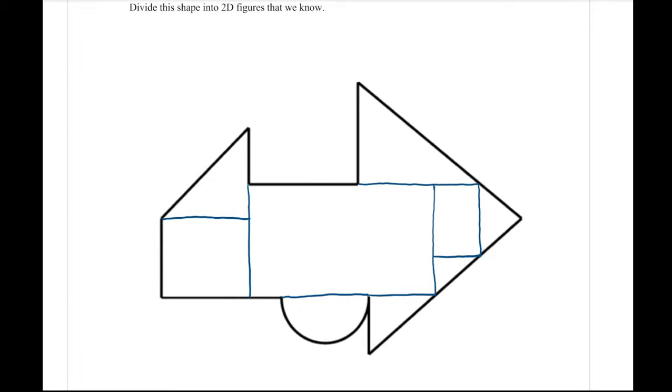So our squares, we'll write them down, our squares, our rectangles, our triangles, and our circles. And with the circles, we have basically our semicircles or half circles, and maybe our quarter circles as well, depending on what our shape looks like. Those are the standard 2D figures that you want to look at dividing an object up into when you're given something that you're not familiar with.